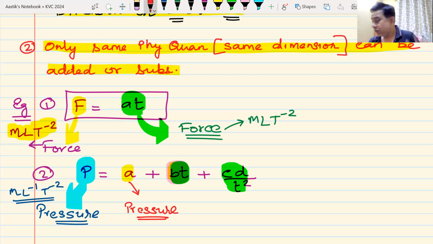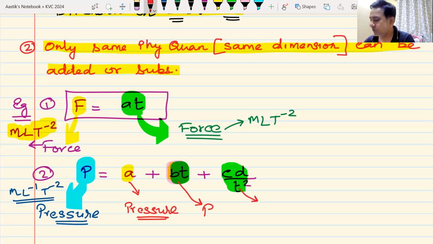Okay. Do we understand A is pressure? Yes or no? What about this quantity B into T? This entire quantity B into T. What will this entire quantity be? Pressure, sir. Well done. What will be this entire quantity C D by T square?